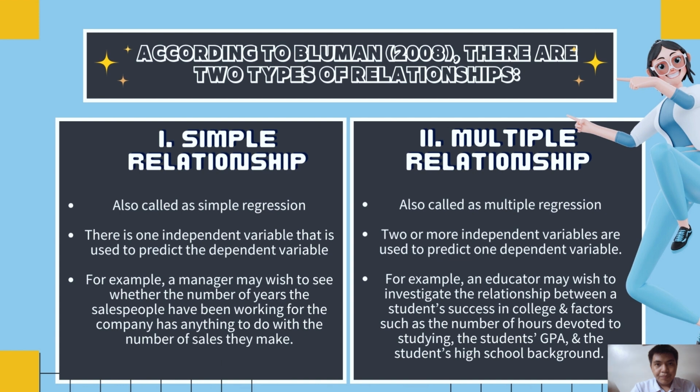Also called multiple regression, there are two or more independent variables used to predict one dependent variable. For example, an educator may wish to investigate the relationship between a student's success in college and factors such as the number of hours devoted to studying, the student's GPA, and the student's high school background. This type of study involves several variables.